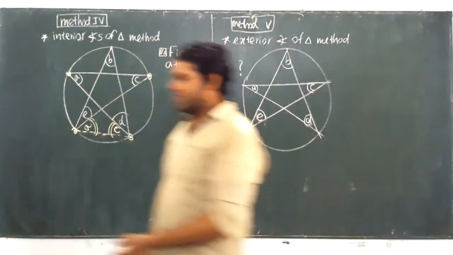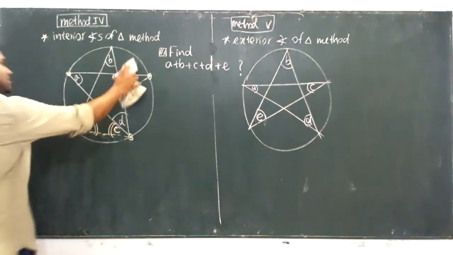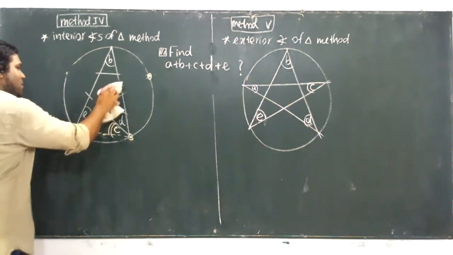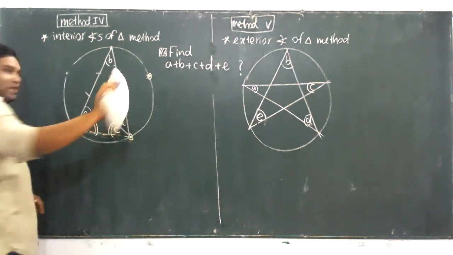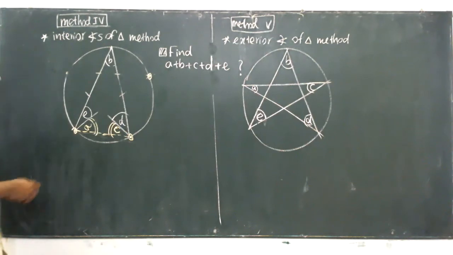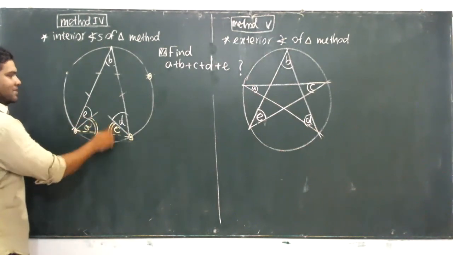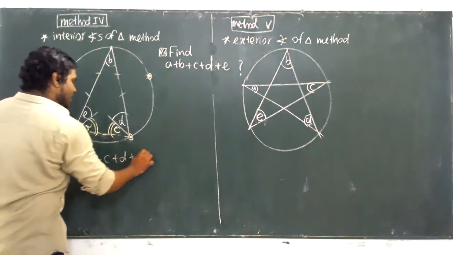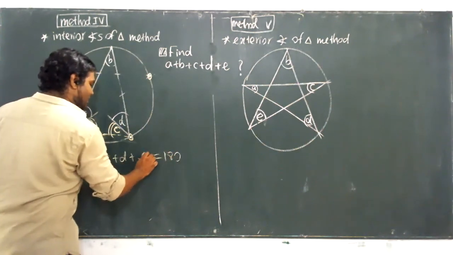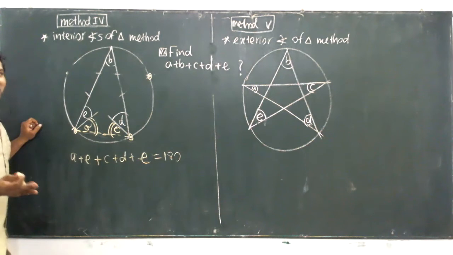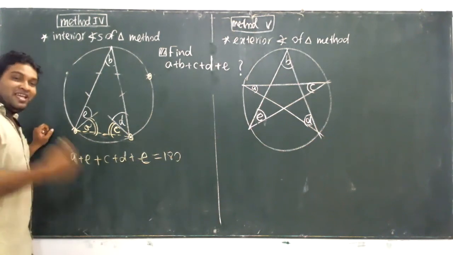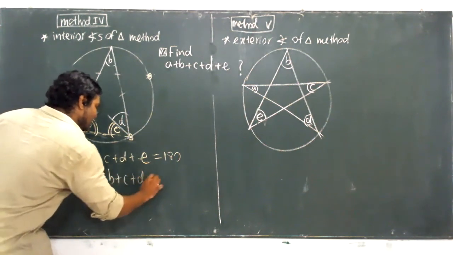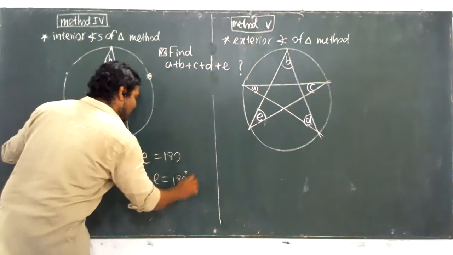Now just forget the other cases after having this. Don't erase, okay? It's easy. We can write down A plus E plus C plus D plus E equal 180. Right? What a question, no? Now it's going to be more easy. A plus B plus C plus D plus E equal 180.